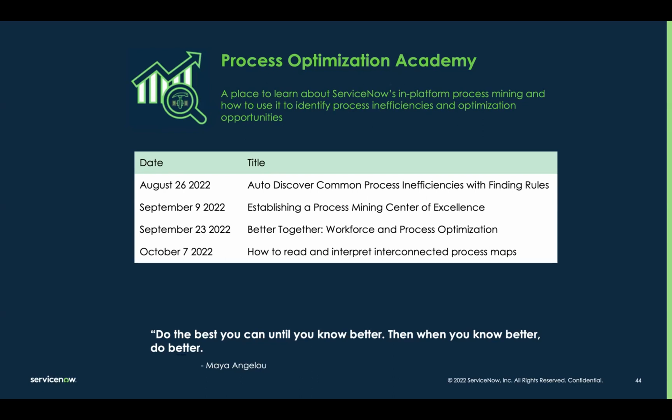And then the next session, on September 9th, will be about establishing a process mining center of excellence. So some of the things that you should be thinking about from an organizational perspective to make this part of your continual improvement process. On the 23rd of September, we'll get the workforce optimization folks on to talk about the linkage between the two in a little bit more depth, because that is something that's new in Tokyo and is a little bit more involved. And then on the 7th of October, we'll focus on how to read and interpret those interconnected process maps.